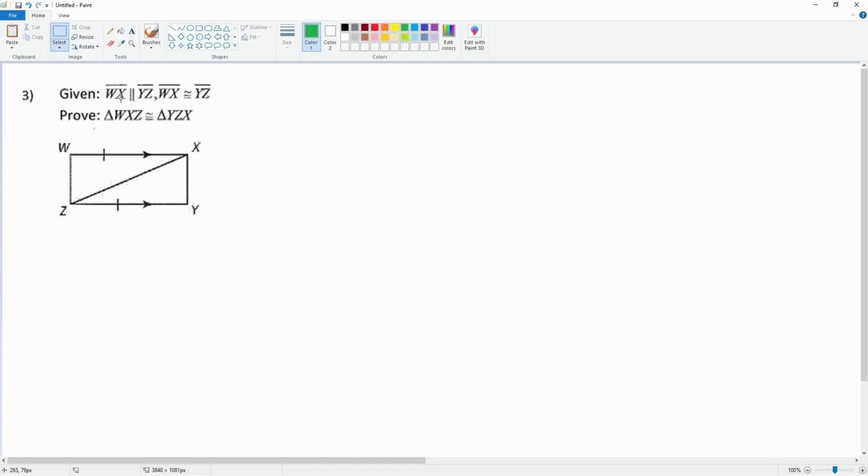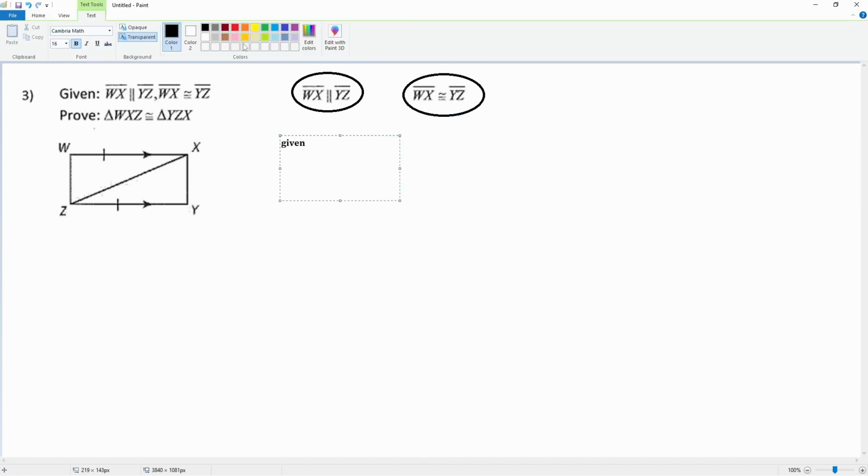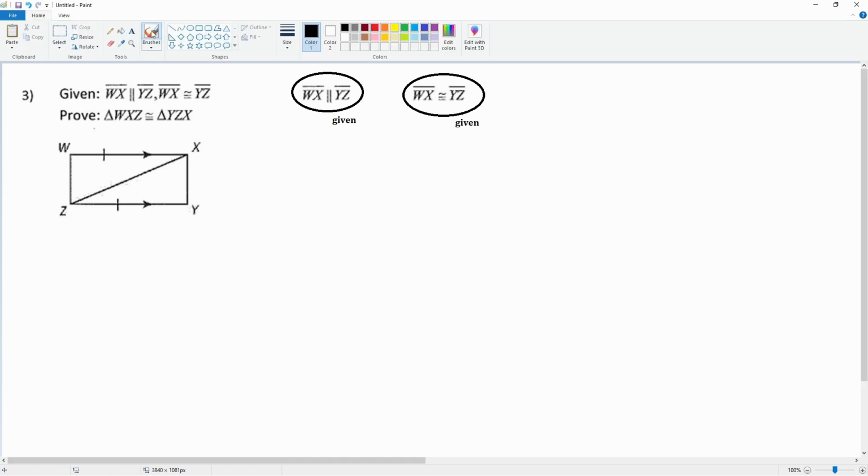Okay, let's do number 3. Let's start with our givens. We have parallel lines and we have a corresponding part. Okay, let's put in our bubbles and write the word given next to them because those are our 2 givens. This is our first given, and then our second given. Perfect. All right, let's see, can we mark anything?